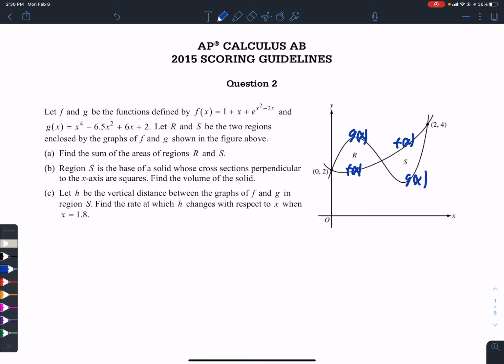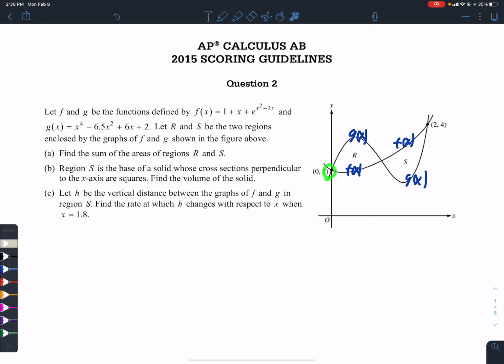Now they want the sum of r and s. So basically we have two integrals there. And I'm going to show you a shortcut that we could do. So I will do two different methods. One's a lot easier, and if you know what you're doing, it can save you some time.